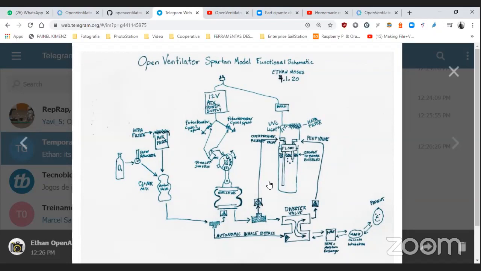So our team started working on the Spartan model as a way of trying to solve the problem on a global scale. After the Spartan model, we said, okay, we have something that works. For level one, you just put a mask with oxygen. Level two, maybe you can ventilate the person. Level one is someone that's infected and doesn't have symptoms, and level two is the mask of oxygen. Level three and four, you have to ventilate the patient.